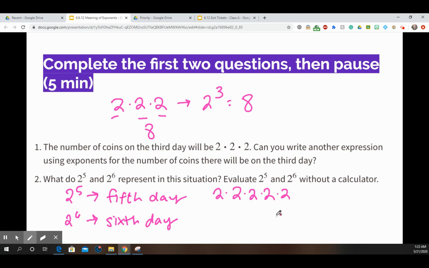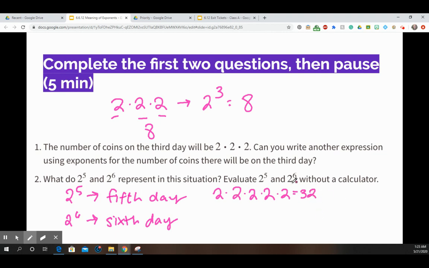Do not write 2 times 5. 2 times 5 is 10. That is totally different than 2 to the power of 5, which means 5 2's multiplied by each other. 2 times 2 is 4. 4 times 2 is 8. 8 times 2 is 16. 16 times 2 is 32. So I know that 2 to the 5th is equivalent to 32.